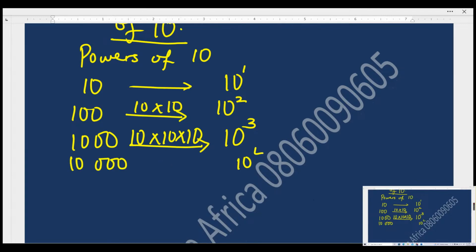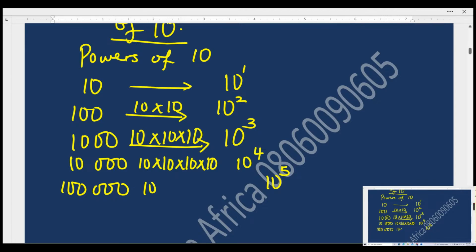10,000 is 10 raised to power 4 because it has 4 zeros. That is multiplying 10 by itself 4 times. The next one is 100,000. That's the next power of 10. 100,000 means 10 raised to power 5 because it has 5 zeros. So 10 multiplying itself 5 times. So 100,000 means 10 raised to power 5.